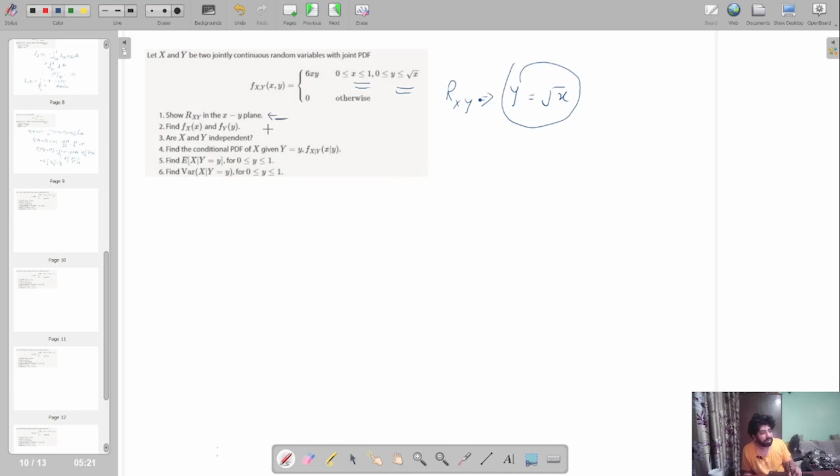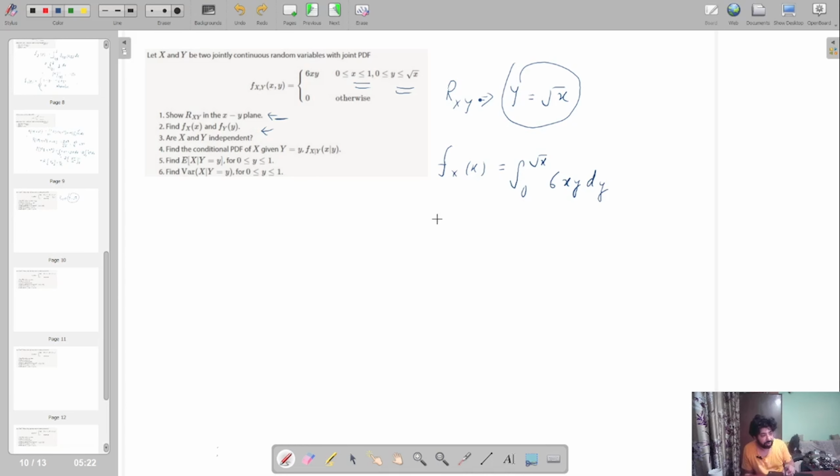Alright, let's move to the next one then. We have to find out f_X(x) and f_Y(y). That is basically finding out the marginal probability. So in order to find out what exactly will be the marginal PDF of x, we will write down the function. So we will have the integral here from 0 to square root of x, the range. Then I will have 6xy, and we will write here dy.